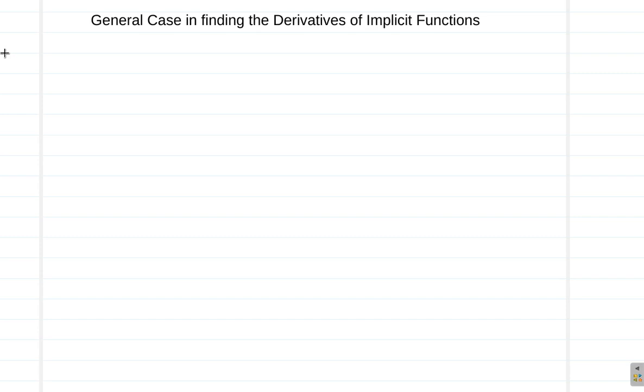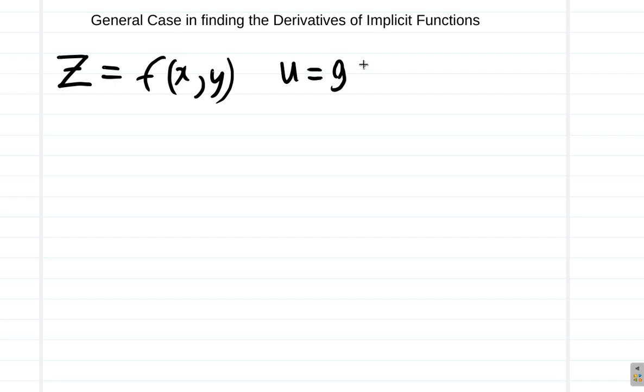Let us look at a general case in finding the derivatives of implicit functions. Now, you have z is equal to a function of x and y. Alright? Let u be g of x, y. So another function. G is another function. And then v is yet another function, h of x, y. Alright.